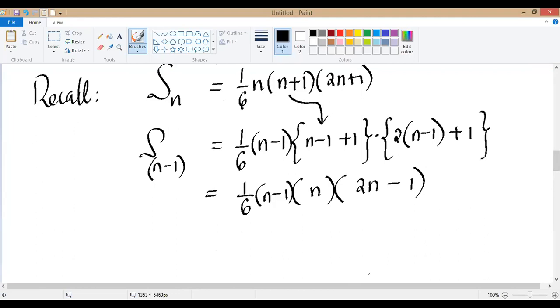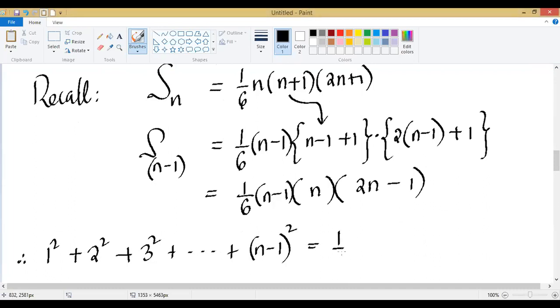In conclusion, a candidate can leave that at that level as the sum. So that means therefore 1 squared plus 2 squared plus 3 squared up to n minus 1 all squared is the same as 1/6 n into n minus 1 into 2n minus 1.